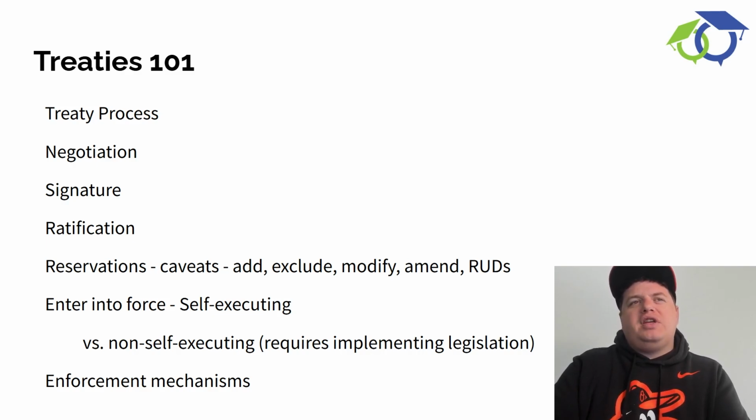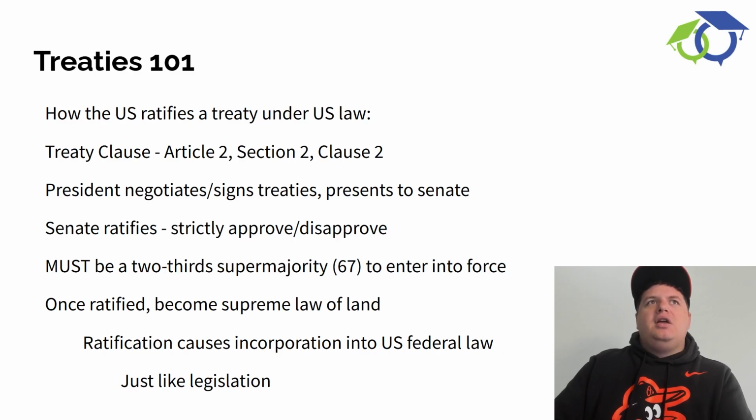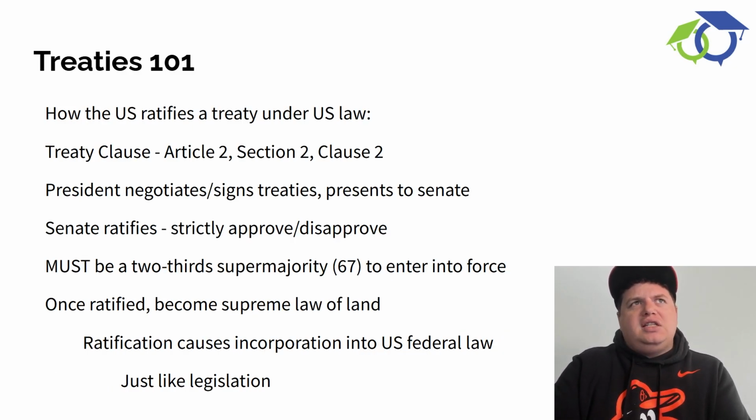The last part of this is that there are enforcement mechanisms for the treaties. Not going to get into a lot of that now, but just note that there has to be some way to guarantee that the states that have ratified follow through with their commitment. The specific process for how this works in the United States is that there is a treaty clause in the United States Constitution, Article 2, Section 2, Clause 2.